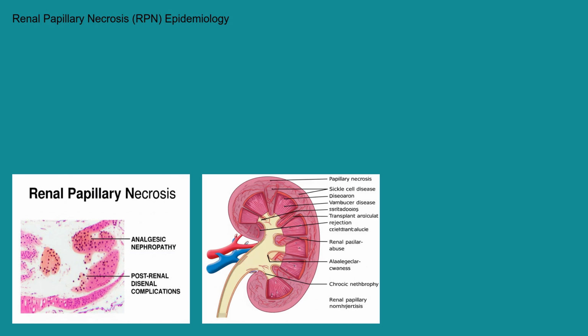Estimating the precise epidemiology of renal papillary necrosis is challenging due to its frequent association with underlying conditions and the potential for misdiagnosis. However, analgesic nephropathy, historically a significant contributor, has decreased with restrictions on certain pain medications. Diabetes and sickle cell disease remain important risk factors, impacting populations based on their prevalence of these conditions. The occurrence of RPN post-renal transplant is a serious, but relatively less common complication.